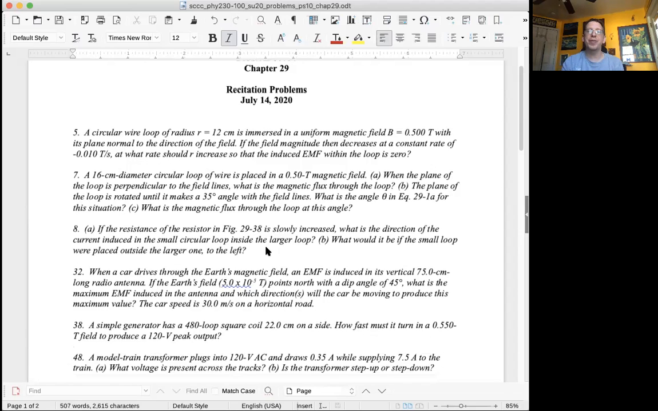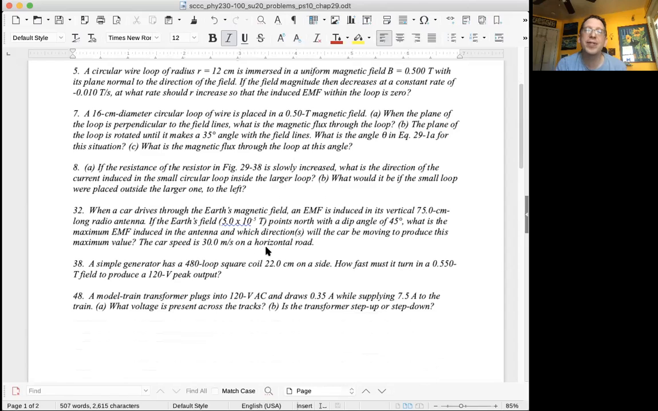And then we move on to number 32. When a car drives through the Earth's magnetic field, an EMF is induced in its vertical 75.0 centimeter long radio antenna. So it's vertical, in the z direction. If the Earth's field, 5.0 times 10 to the negative 5 Tesla, points north with a dip angle of 45 degrees, the Earth's magnetic field has a north component, or a J component, and also a downward component, in the negative K direction. What is the maximum EMF induced in the antenna?